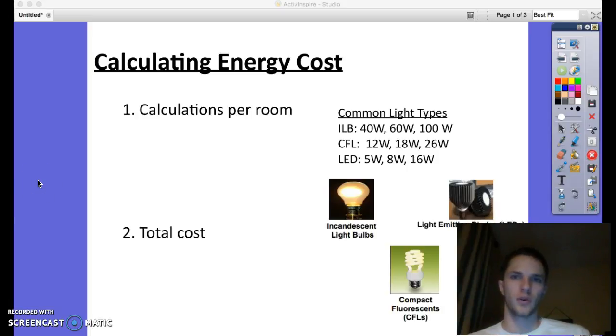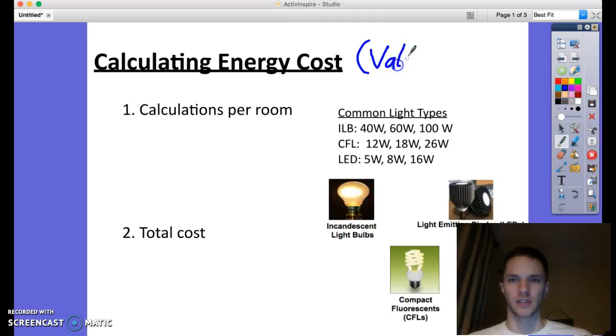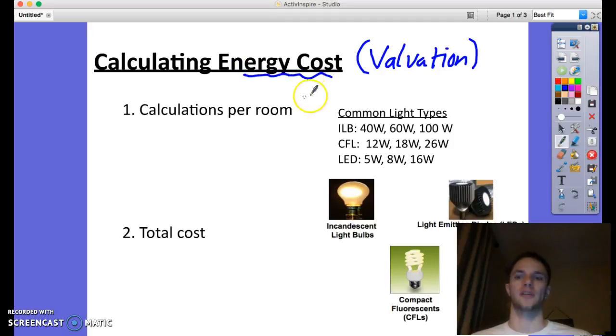Now that you have your floor plan finalized, your scale, and your circuit diagram, the final part of the building proposal is determining the valuation. This is just a fancy way of saying what is your energy cost. If you were to actually build this facility, how much is it going to cost you to run the electricity in it for a year?